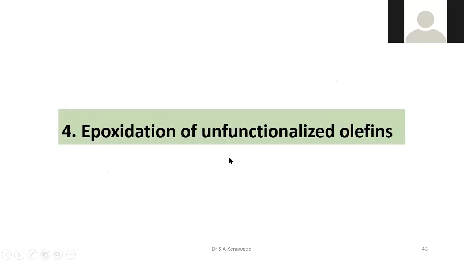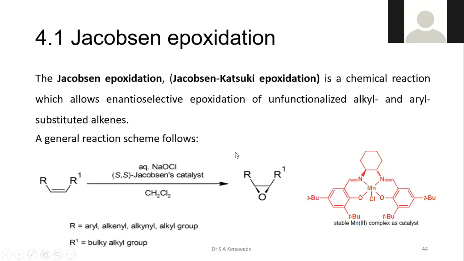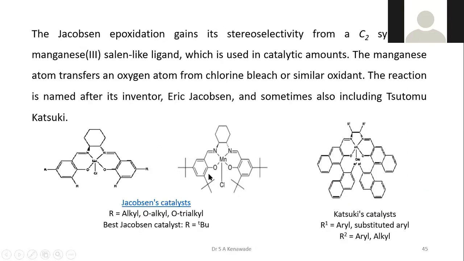Then next one is epoxidation of unfunctionalized olefin. In this case, you can use, first, Jacobsen epoxidation. This is commonly termed as Jacobsen-Katsuki epoxidation. Jacobsen epoxidation converts alkene, the unfunctionalized alkene, into the epoxide in presence of Jacobsen catalyst. Here is the example of Jacobsen catalyst. Another example of Jacobsen catalyst is this, which contains a manganese atom. Manganese 3 with a salen-like ligand and an aromatic compound forms Jacobsen catalyst.